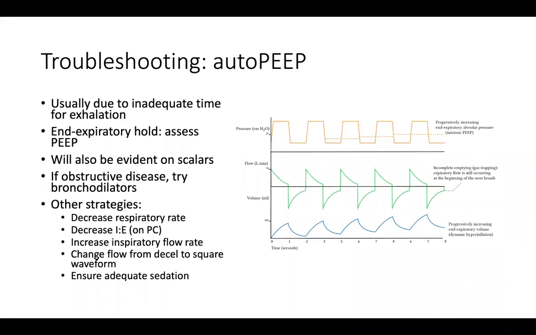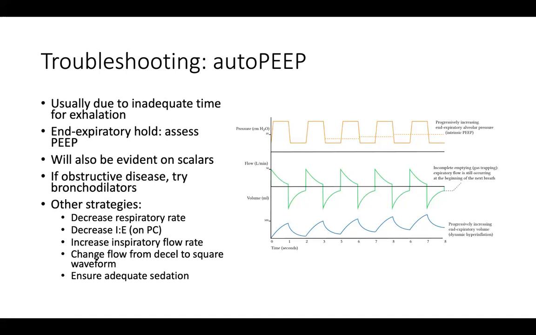Other things that could be helpful: as I said, auto-PEEPing is usually because the patient does not have sufficient time to exhale that breath before the next breath comes in. And so ways to target that are, 1, decreasing your respiratory rate. 2, if you're in pressure control mode, you can decrease the inspiratory to expiratory ratio, so you can give them more time to expire. Or if you're in a volume control mode, you can increase the flow rate. That helps target that air hunger. As I said earlier, you can also think about changing the waveform for your flow from a decel to a square waveform. The square waveform delivers the breath more quickly in a shorter amount of time.